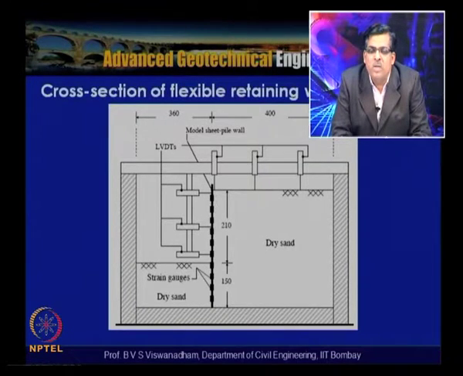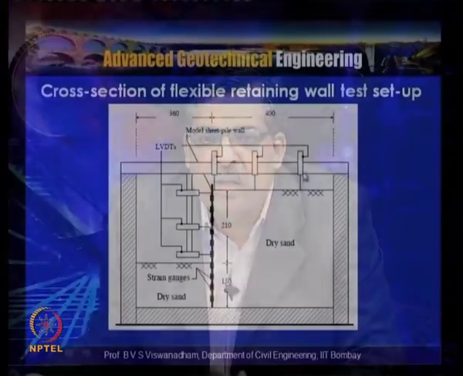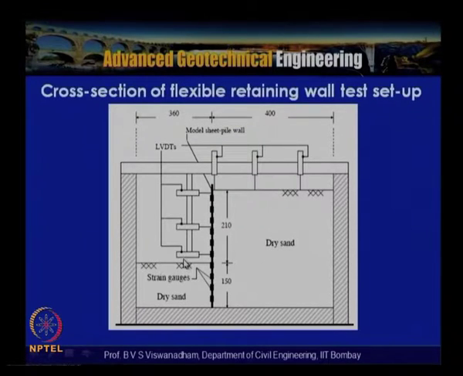we have taken a plane strain container, 76 centimeters in length and 20 centimeters in breadth, having a retaining height of 21 centimeters, and 15 centimeters is the embedded depth, and the wall is 2 centimeters above the base of the container. You can see that LVDTs are used to measure the surface settlements, and LVDTs are used to measure the lateral movements, and these strain gauges are used to measure the bending moments during flight.